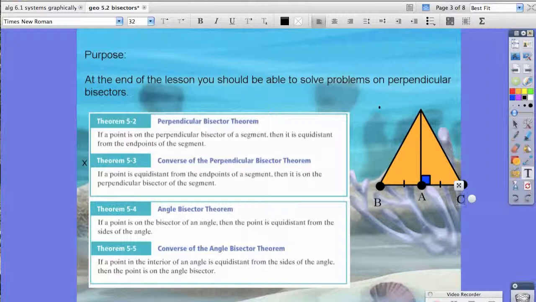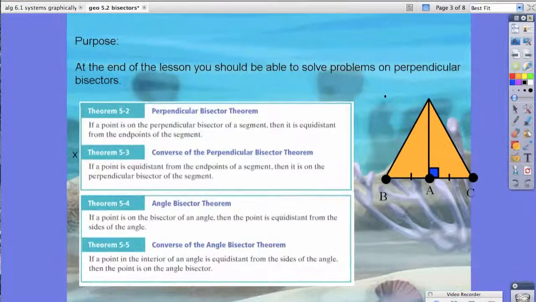The converse of the perpendicular bisector theorem, which is Theorem 5.3, states that if this point, say point A, is equidistant from the endpoints of a segment, then it is on the perpendicular bisector of the segment. It's really just the converse, or just the reverse of Theorem 5.2. Theorem 5.4 is the angle bisector theorem. It states that if a point is on the bisector of an angle, then the point is equidistant from the sides of the angle.